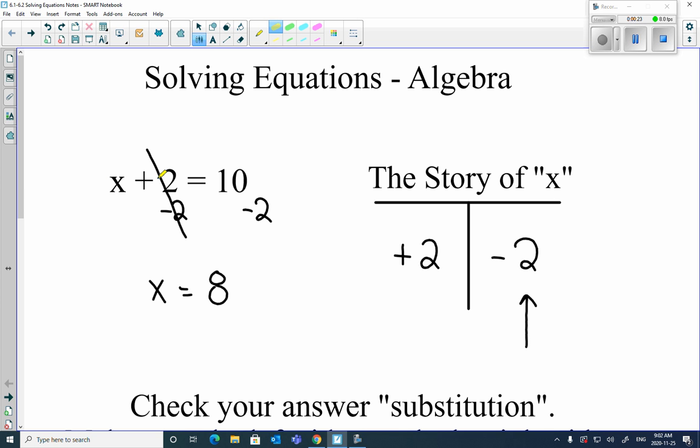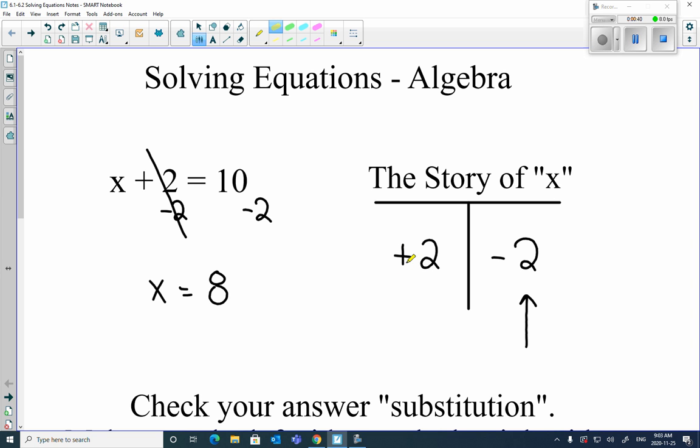So what we do is we can do something called the story of x. And the story of x is just a way to help you work through algebra and the different steps. So what we do is we write down our thing, x plus 2 equals 10. You can see right here. And then we put our story of x. Well, look at x right here. What's the first thing that happens to x? Well, we add 2. So we put plus 2 on the left-hand side.